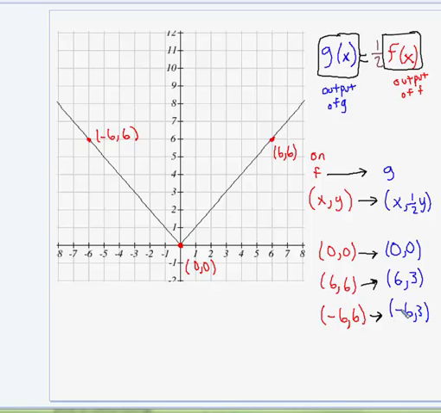I can now plot the new points. Notice that 0, 0 stayed 0, 0 because whenever you multiply any number by 0, it remains 0. So it turns out with vertical compressions, and this would be a compression because this number was smaller than 1, it's multiplication on the output, and because any point on the x-axis has an output of 0, multiplying 0 by anything gives you back 0.